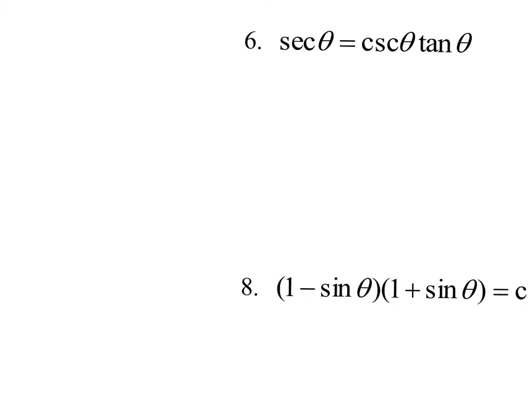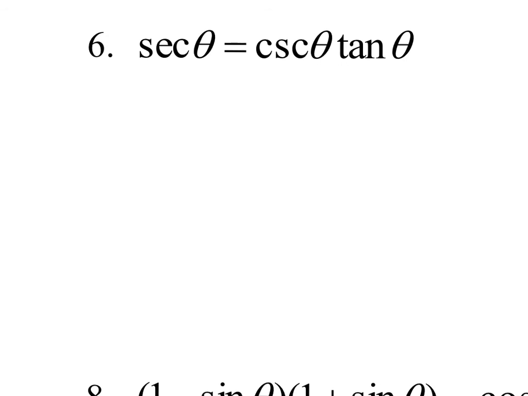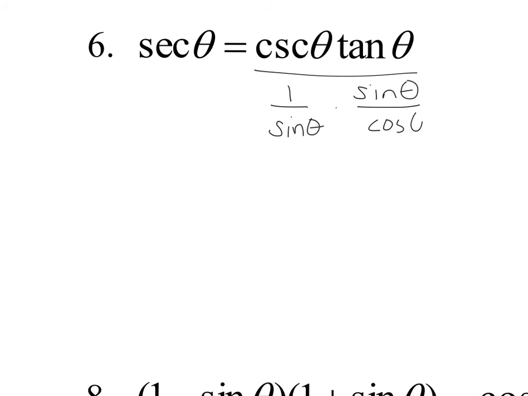Okay, number 6. I'm going to write again in terms of sine and cosine. So cosecant theta is 1 over sine theta. Tangent is sine over cosine theta. When I multiply these two, the sines will cross out, so I have 1 over the cosine of theta, which is equal to the secant of theta. So it works.